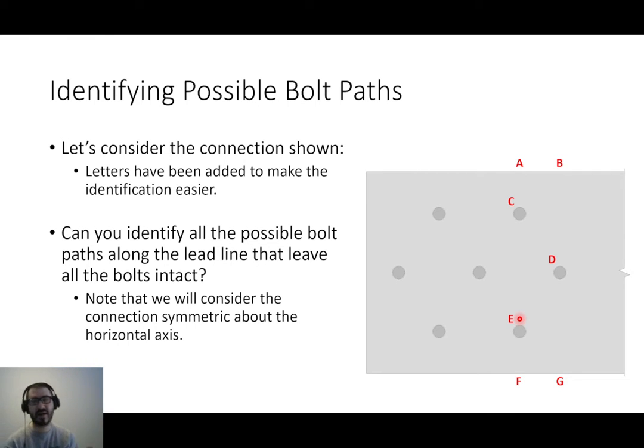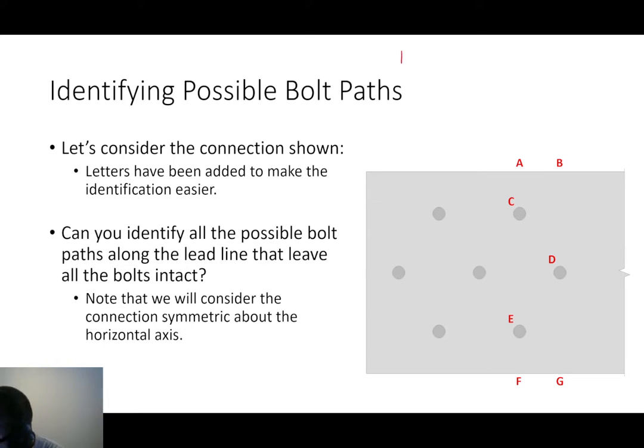Now, in order to identify possible bolt paths, what we're going to do, and this is common in steel design, in this class and on homework assignments, is take the connection and label it with potential failure paths. And what we're going to do is identify all of the paths that leave the bolts intact. So, to illustrate what we've got going on here, let's look at this connection. I'm using letters to make sure that we can identify the paths so we can all be speaking the same language.